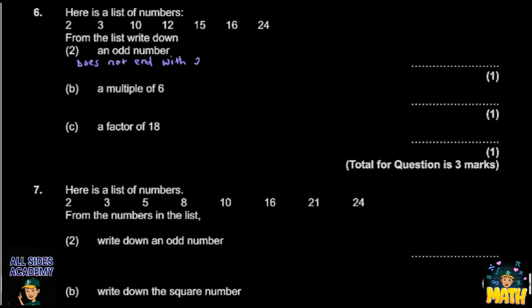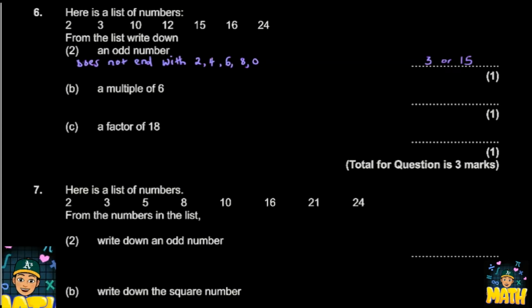All right, so here is a list of numbers. We need odd numbers. Odd numbers are numbers that do not end with 2, 4, 6, 8, and 0. So we're basically saying numbers that are not even numbers. So here in the list we have 3 and we have 15. So remember, it's an odd number, so it's only one.